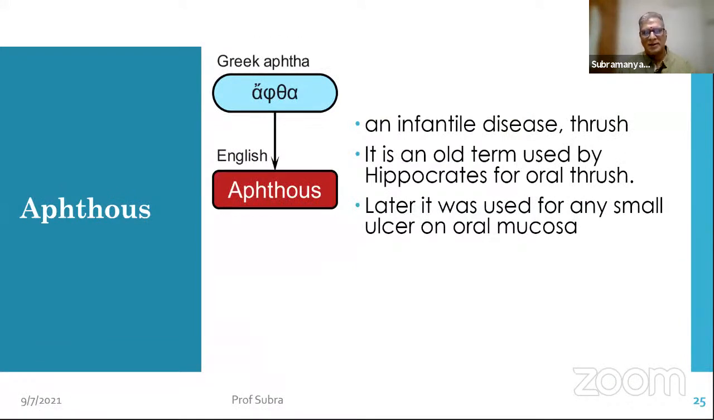As I told you earlier, canker sore is also called aphthous ulcer. If you look at the origin of the word aphthous, it's derived from the Greek word aphtha. Aphtha was a very old term used by Hippocrates for oral thrush. Of course, now we know that these two are not related. But the actual meaning of aphtha, as introduced by Hippocrates, means oral thrush.